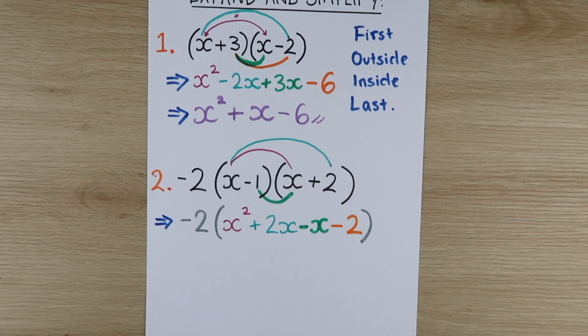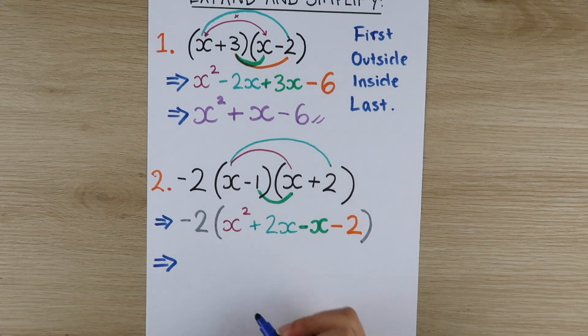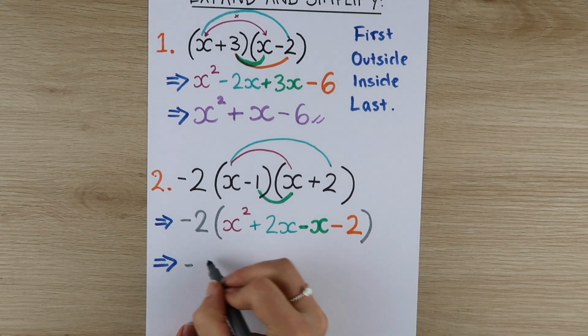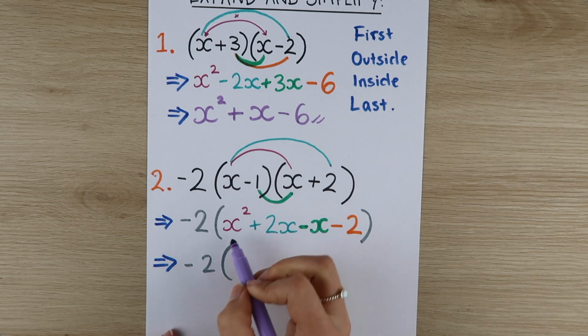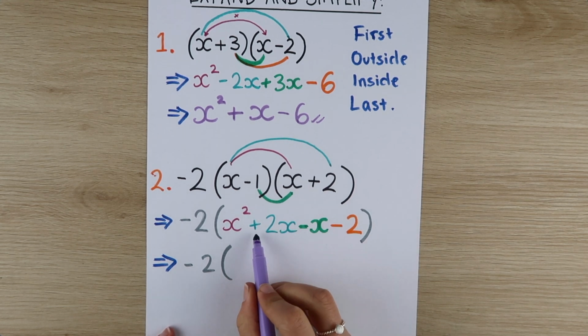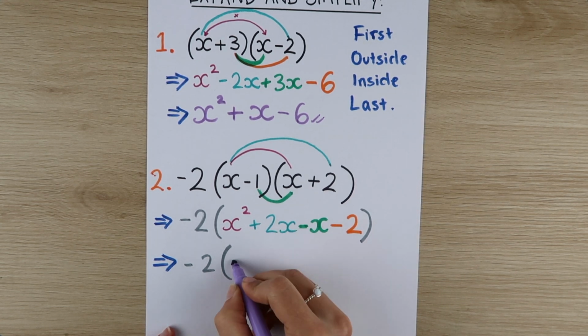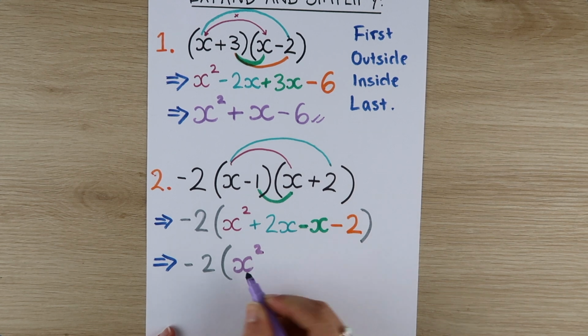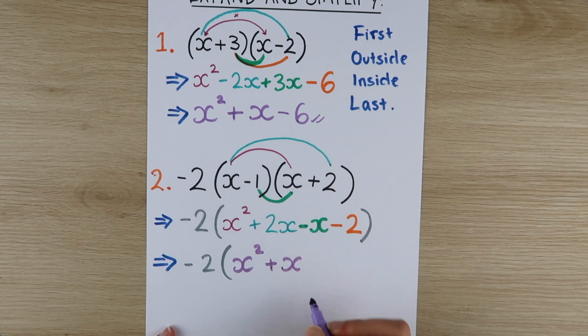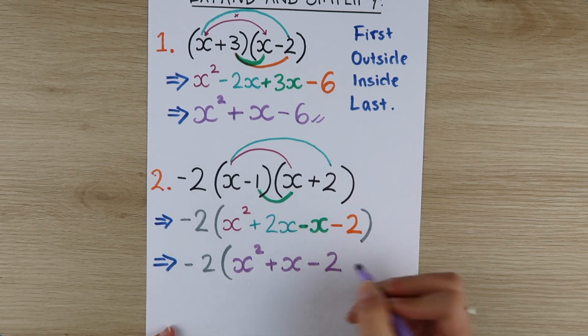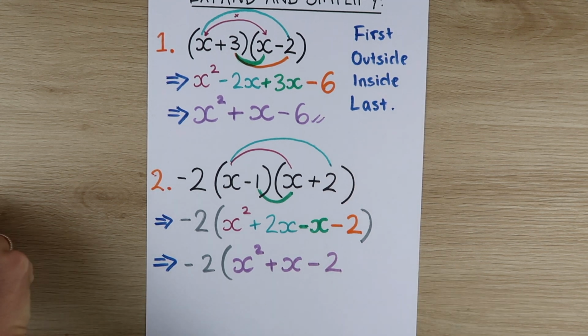For the next step, again, I'm still leaving that -2 out the front. However, I do need to simplify what's in my brackets. X squared plus 2x minus x, that stays as is, and this one becomes plus 1x because 2 minus 1 is 1. And then again, the negative 2 stays on the end.